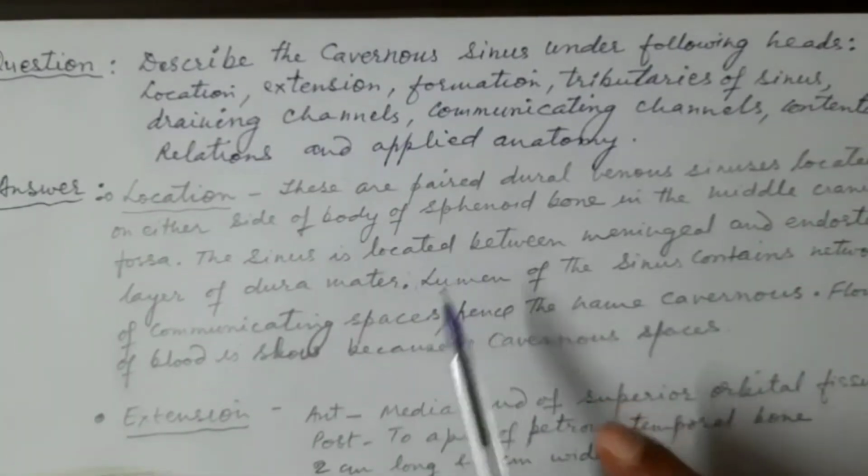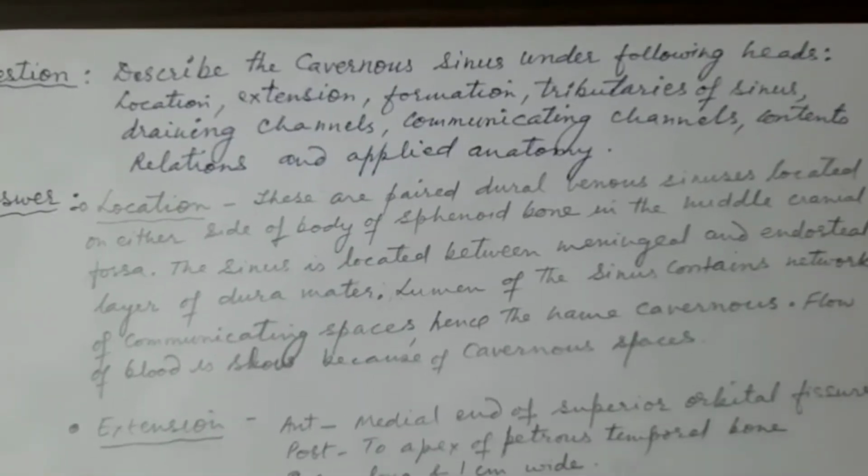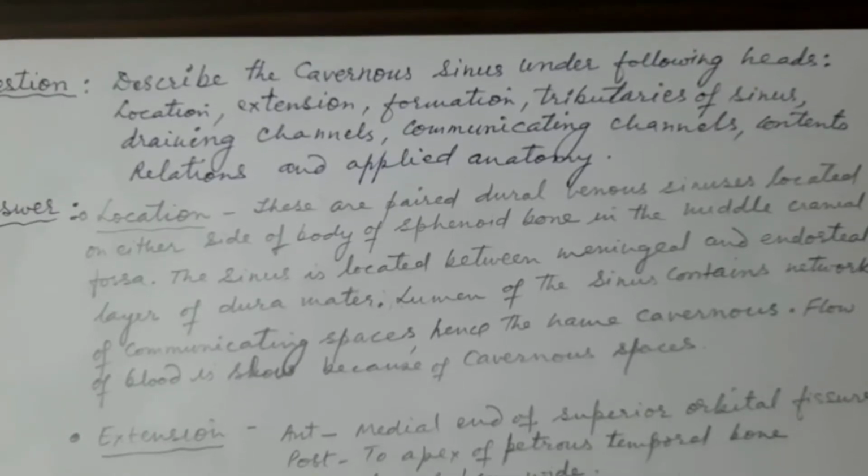Now, these are paired dural venous sinuses. Paired means there is a sinus on the right side and a sinus on the left side. What do you mean by dural venous sinus? That means they are collections of venous blood within the dura mater. That's why they are called dural venous sinuses.